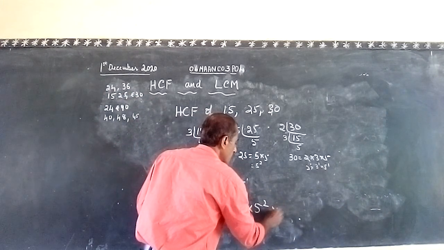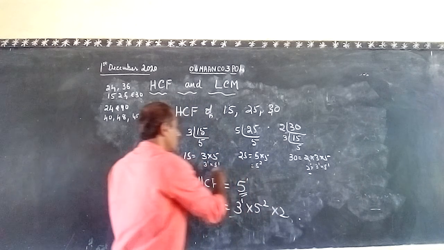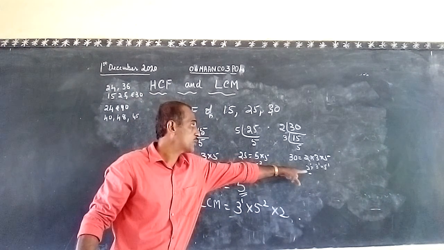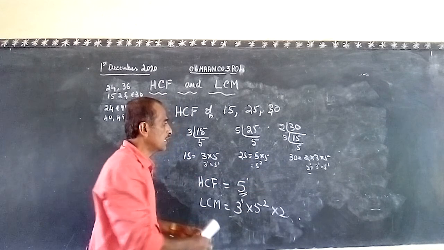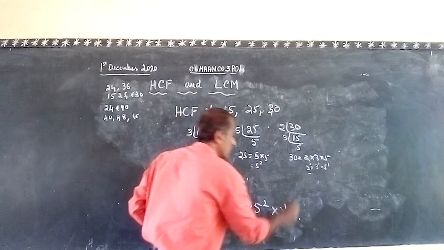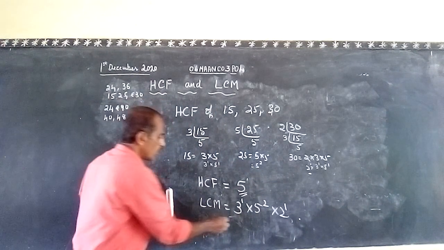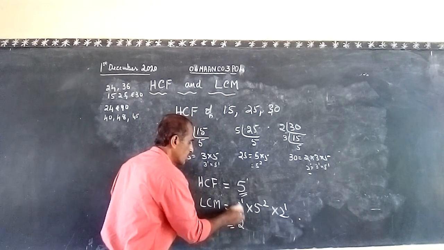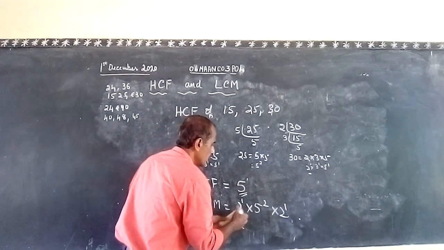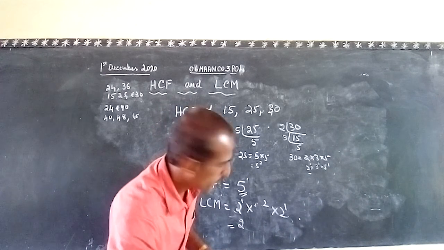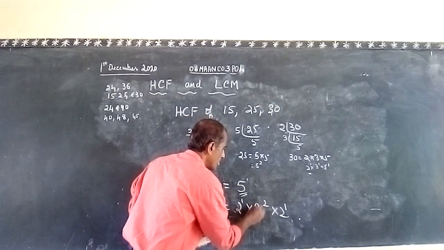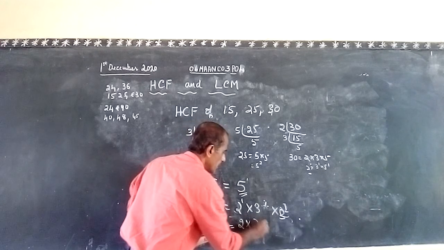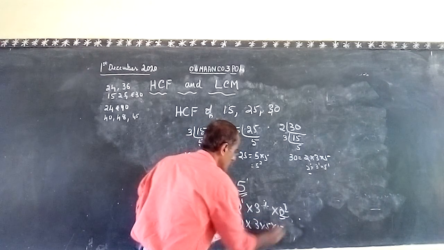Then 2 is also one of the factors. Though 2 is not present here and here, it is present in 30. 2 is a factor of 30. Therefore you have to take 2 to the power 1. So this is the LCM. Let us write here: 2 to the power 1, 3 to the power 1 and 5 to the power 2. So 2 into 3 into 5 into 5 is the LCM.